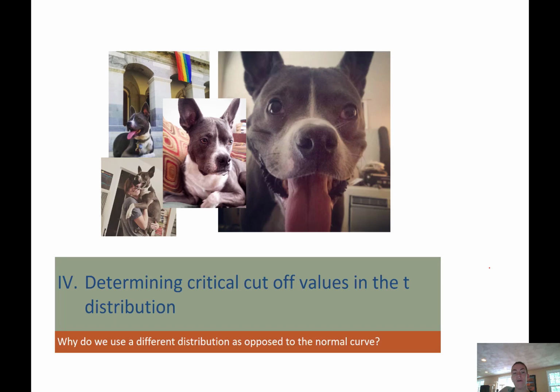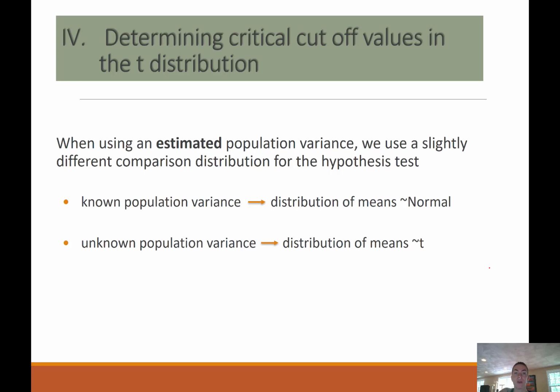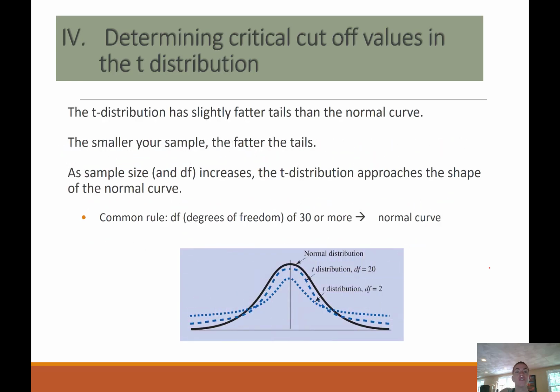Alrighty, so finally, one of the steps that will be a little bit different in our hypothesis testing is determining the critical cutoff values for the t-distribution. When we're using an estimated population variance, now we're using a t-distribution instead of the normal distribution as our comparison distribution. So our distribution of means is now distributed as t.